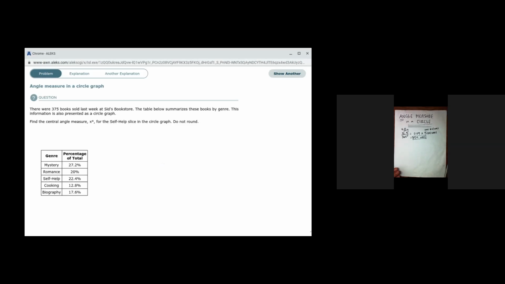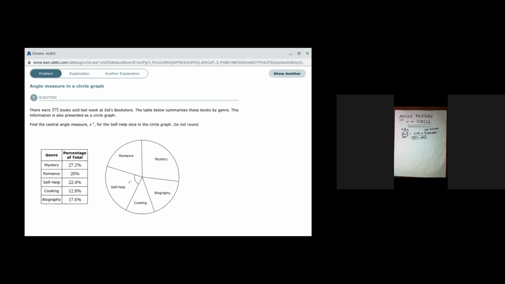There we go. All right, chart question. There are 375 books sold last week at Sid's bookstore. The table below summarizes these books by genre. So it looks like we had some romance novels, mystery novels, biography, cooking, and self-help books. The information is also represented in the circle graph. Got it. Find the central angle measure, x, for the self-help slice of the circle graph. Do not round. Okay, cool.